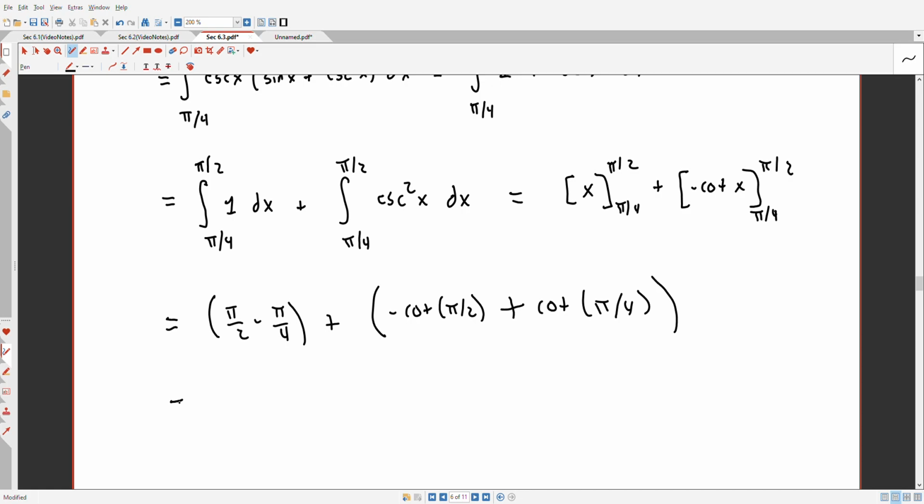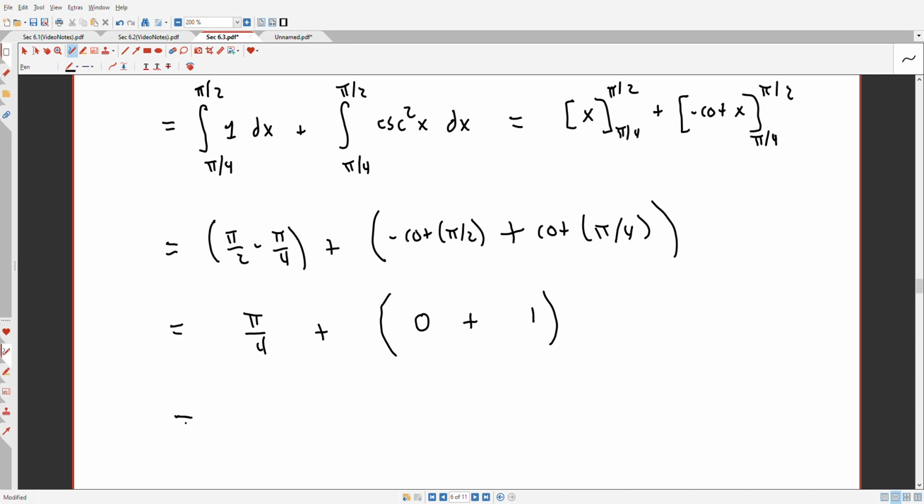So pi over 2 minus pi over 4, that's just pi over 4. And this guy over here is the cotangent, which is cosine over sine. So negative cotangent of pi over 2 should be 0. And then cotangent of pi over 4 is 1. So with some work, I learned that the signed area under this function that we started with as an integrand from pi over 4 to pi over 2 is this number, pi over 4 plus 1.